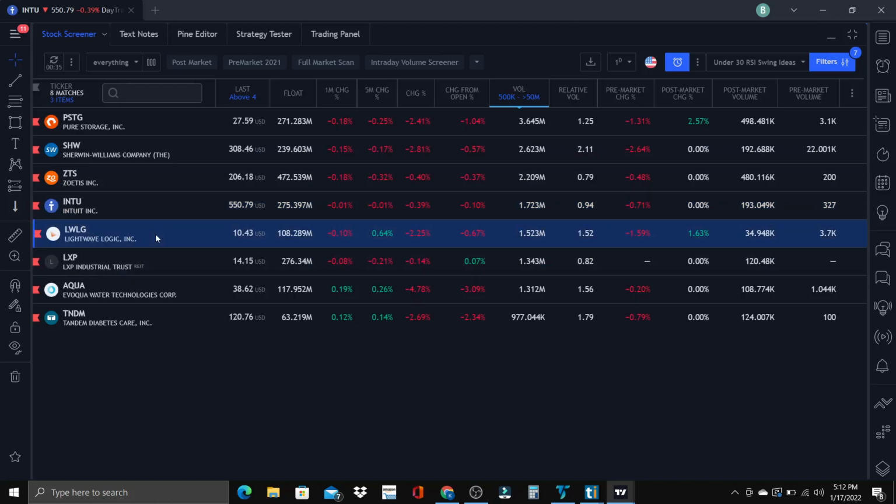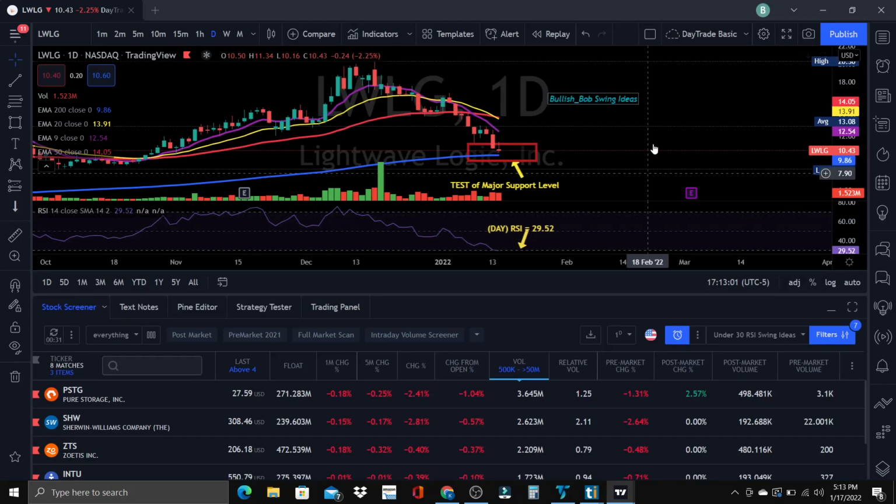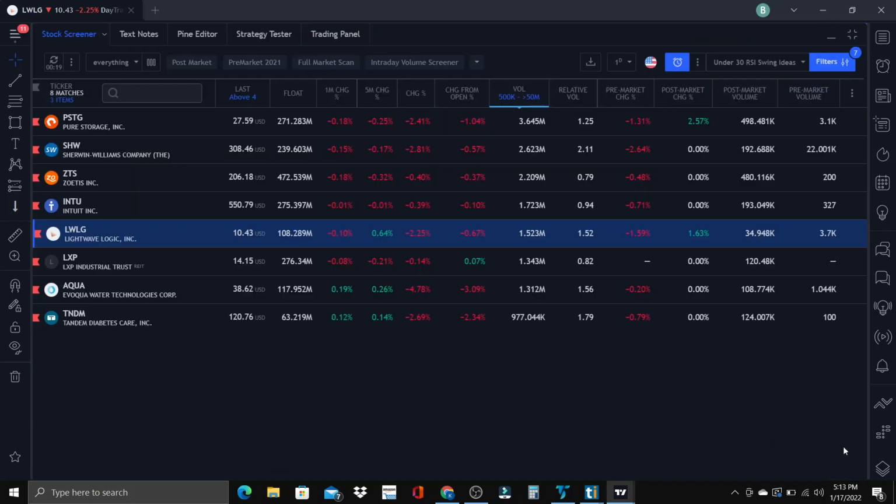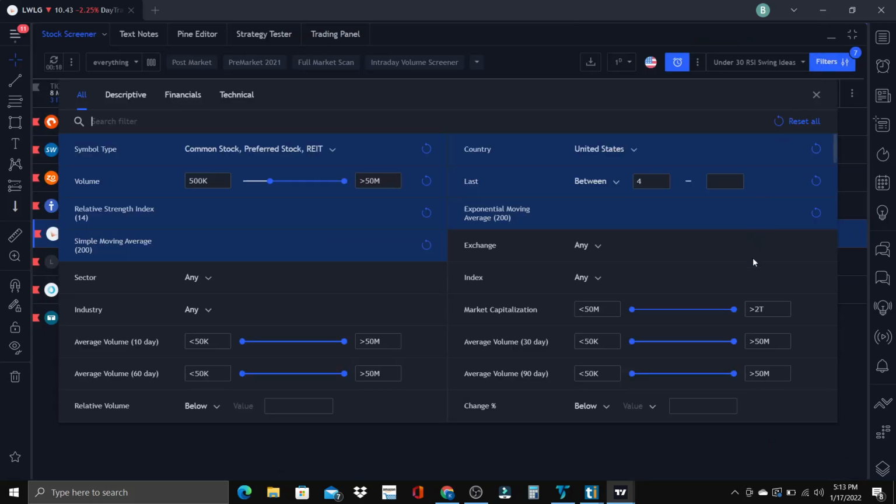You can then add these to a watch list, and again, you'll see that each one of these, same thing. It's another stock above the blue line, above that 200 EMA, and the RSI is below 30. So these are some of the swing ideas that I have. I'll pull up my filters one last time in case you didn't see them. Again, manipulate them, mess around with them, see if something else works for your trading style.